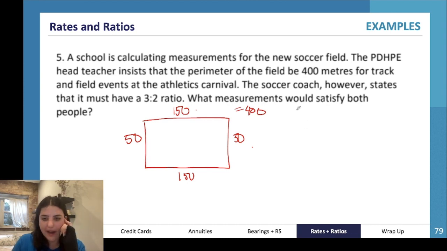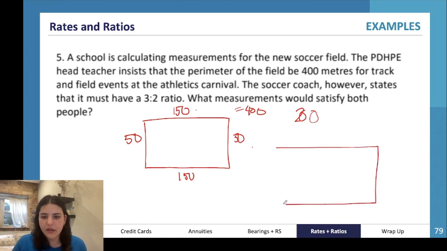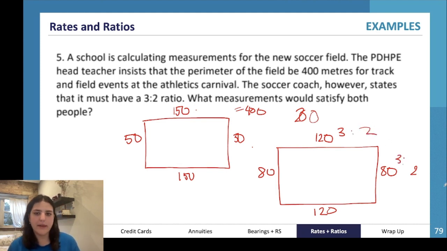So let's say we've got 5 parts, 3 plus 2, and we've got 200 meters to deal with. So 200 meters divided by 5 means that one part is 40 meters. So that would mean that the first side, which is 3, we do 3 times 40, which is 120. And then 2 times 40, which is 80. And then 120, and then 80. And if we add all of that together, we get 400 meters. So this is a 3:2 ratio, and it's also 400 meters in perimeter.